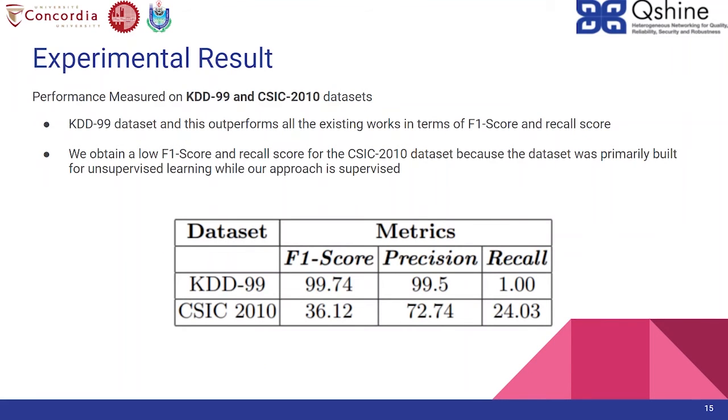We also experimented with the KDD 99 and CSIC 2010 datasets. The KDD dataset outperforms all the existing works in terms of F1 score and recall score, but we get a relatively lower score on the CSIC 2010 dataset, because CSIC 2010 was primarily built for unsupervised learning, while our approach is mainly supervised learning.